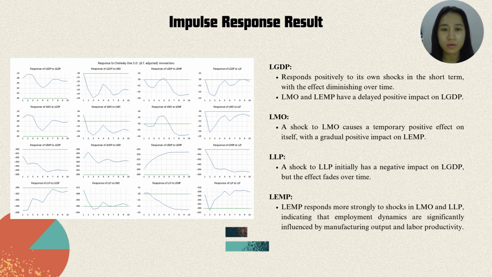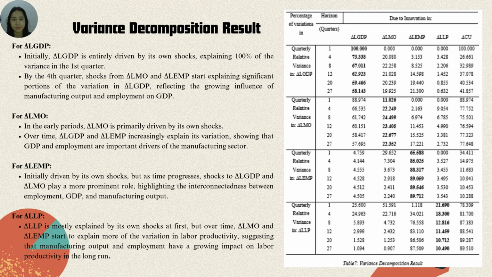For LLP, shocks initially have a negative impact on GDP, but these effects fade over time, indicating that changes in labor productivity can cause a short-term disruption which adjusts over the long run. For LEMP, the response to shocks in LMO and LLP is stronger compared to shocks to LGDP, showing that employment dynamics are significantly influenced by changes in manufacturing output and productivity.